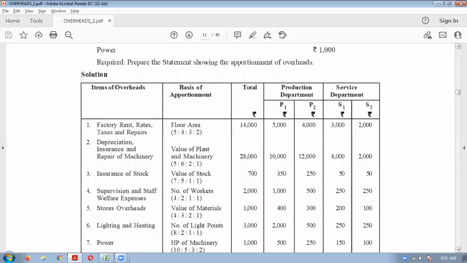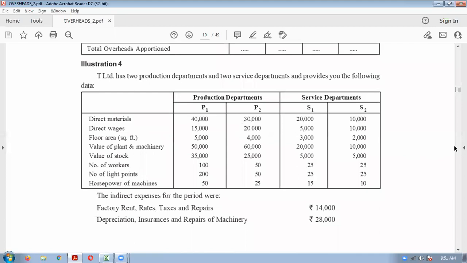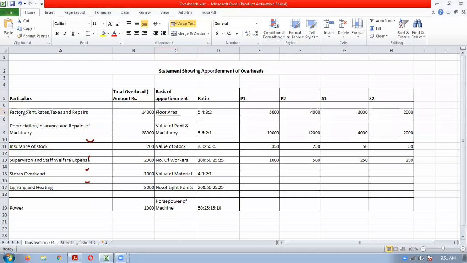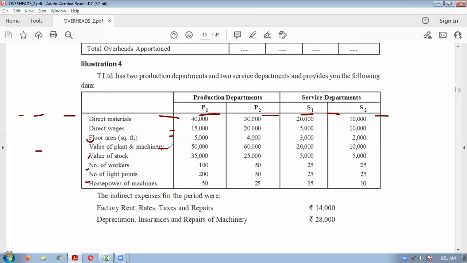See, different indirect expenses are given, and we will have to use different bases for dividing the indirect costs into different departments. Like factory rent, rates, tax. Rent will be based on floor area. So we have taken this ratio and divided it into different departments. Likewise, depreciation is based on value of machinery, and stock will be based on value of stock. So these are the bases.